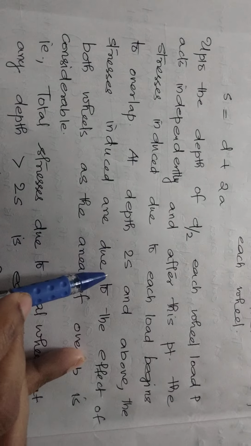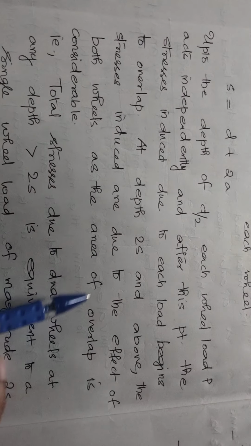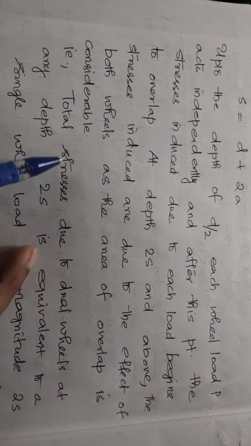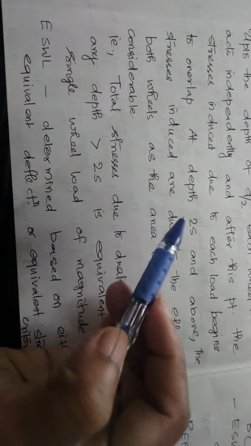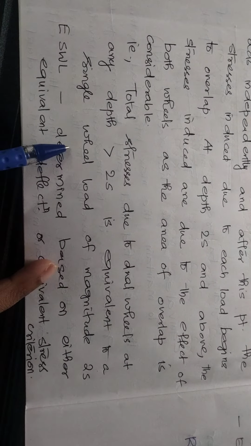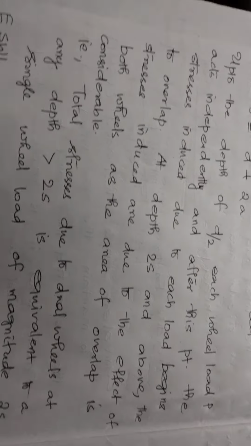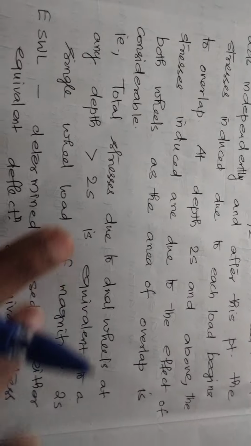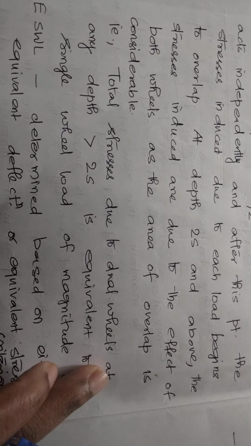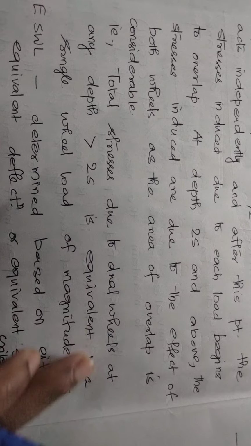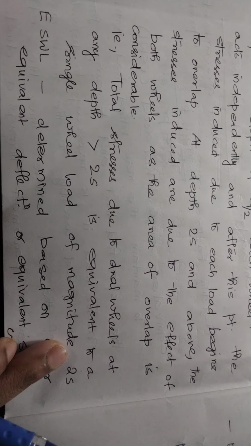So at depth 2S and above, the stress induced is due to the effect of both wheels, as the area of overlap is considerable. So total stress due to the dual wheels at any depth greater than 2S is equivalent to a single wheel load of magnitude 2S. So we will treat it as a single wheel. Beyond this depth 2S, the overlap effect is predominant, so the total stress due to dual wheels at any depth greater than 2S is equivalent to a single wheel load of magnitude 2S.